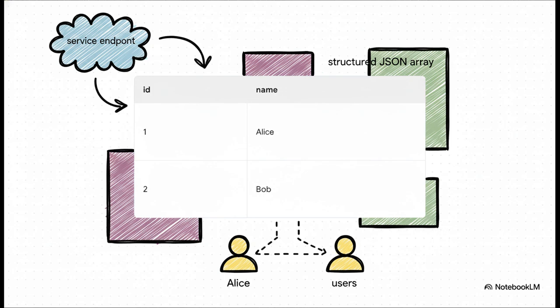And if we were to actually call that endpoint, this is exactly what our service would send back. Just a clean, simple, structured list with all of our users. In this case, Alice and Bob. It's predictable, it's effective, it just works.